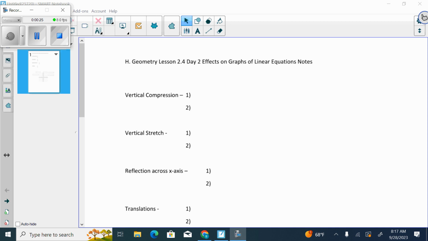First of all, we have what we call vertical compression. So vertical compression is going to happen when your graph is getting flatter. Okay. This just means graph is flatter. So if my linear equation is here, okay, and I change the slope to make it flatter, that means it looks more like this, right? So it was here, now it's a little bit flatter, not increasing quite as much as it was, okay?